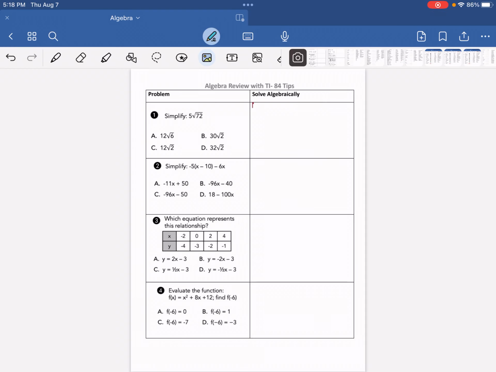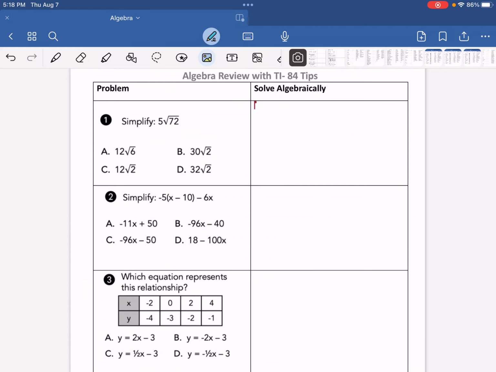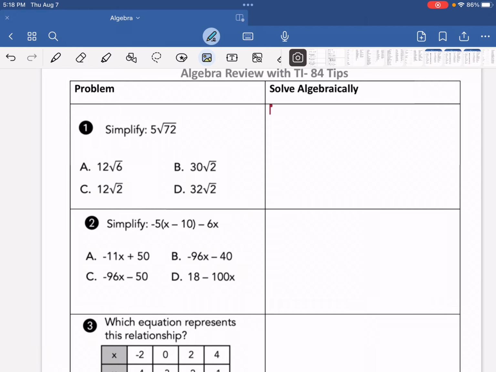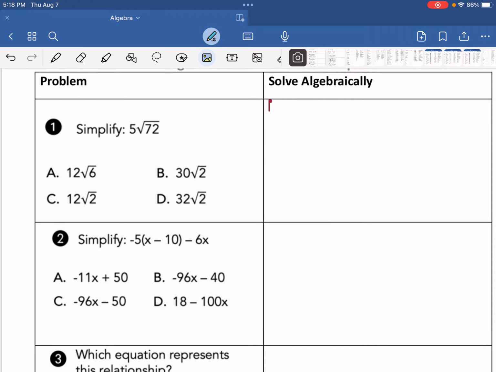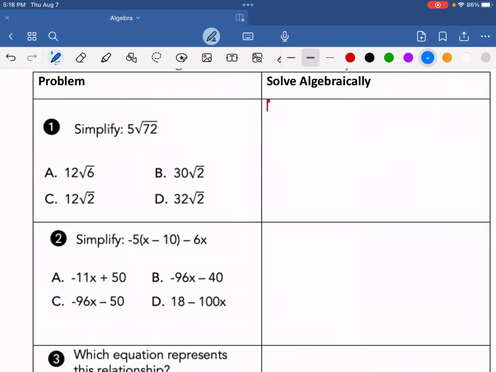Okay, we're going to be going over the TI-84 worksheet on how to use the calculator, but first we're going to do it algebraically. For number 1, 5 radical 72, 5 square root of 72.